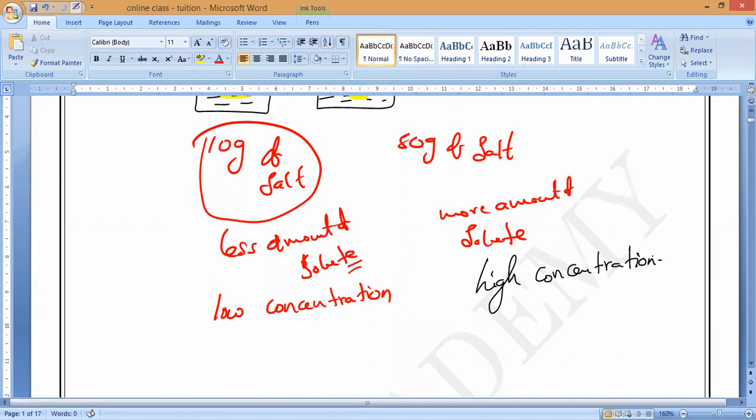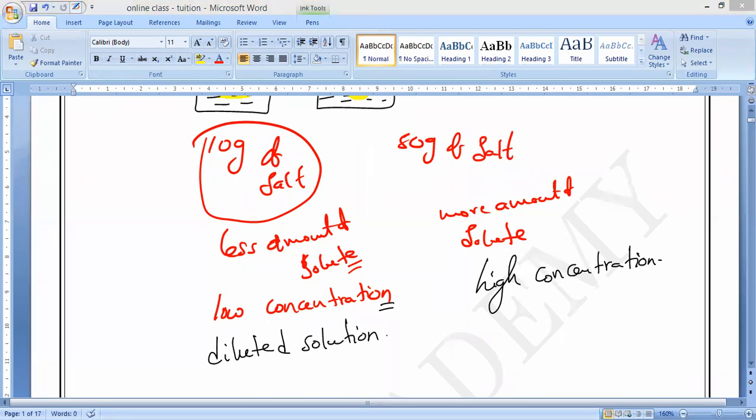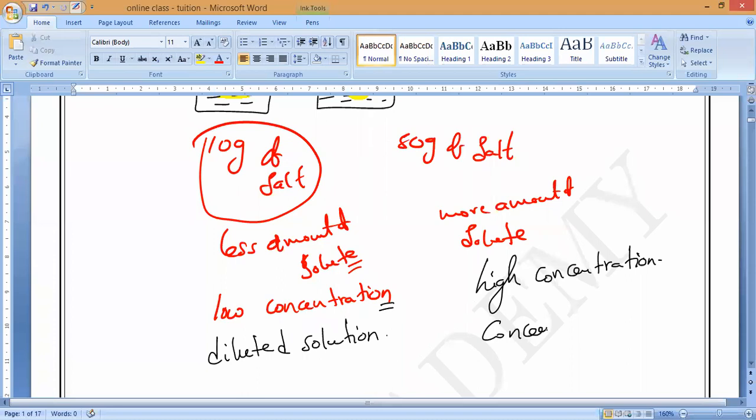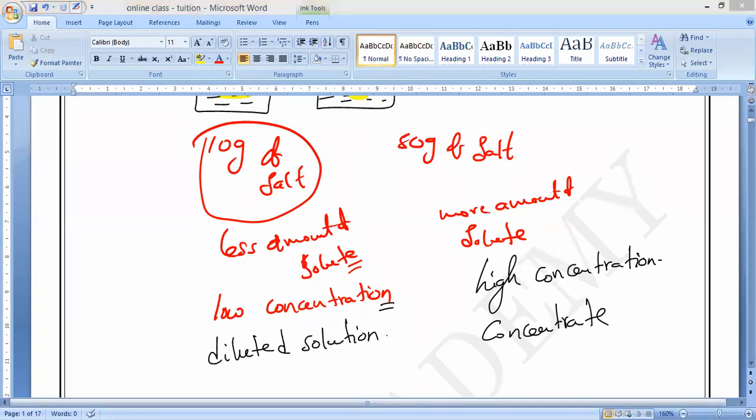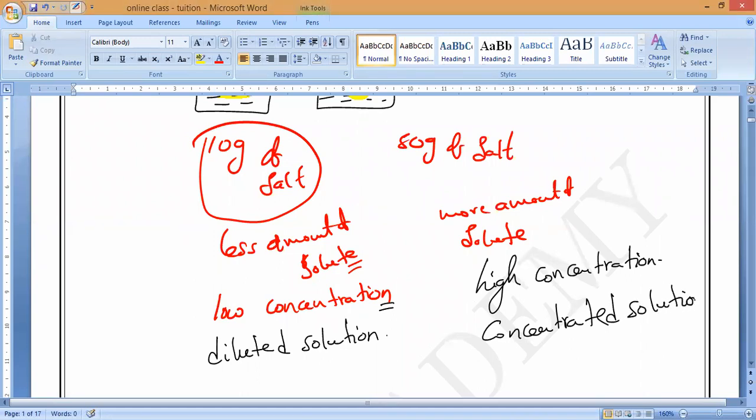High concentration. The low concentration solution is called diluted solution. What should we call it? Diluted solution. Understand? The low concentration one we call a dilute solution, and the high concentration one is called a concentrated solution. What should we call it? Concentrated solution. Diluted and concentrated solution. Please note it down.